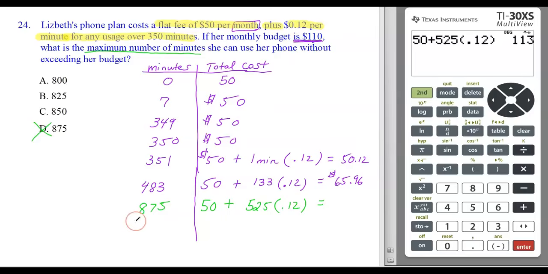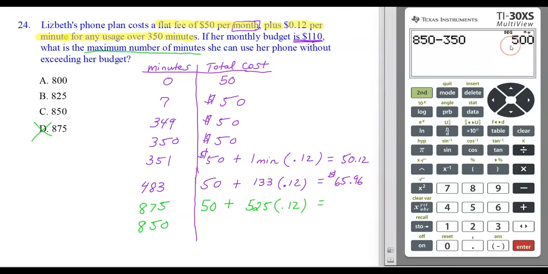Let's go to C. That's 850 and see if that works. So I'm going to take the 850. I'm figuring out how much this goes over 350, so I'll take this number, subtract 350, hit enter. So she'll be charged for 500 minutes only if she uses it for 850 minutes. So it's 50 monthly fee each time plus 500 minutes times 0.12. See what that gives us.